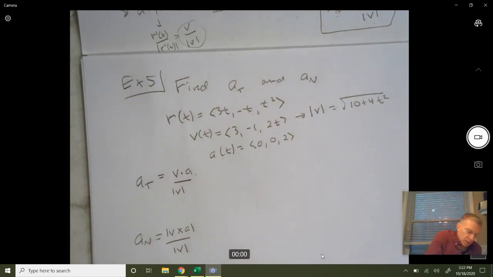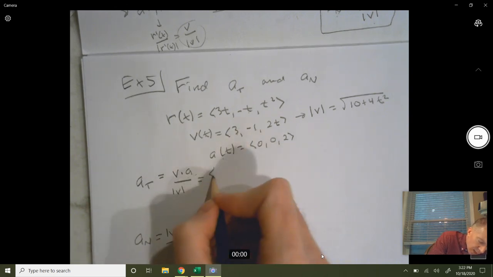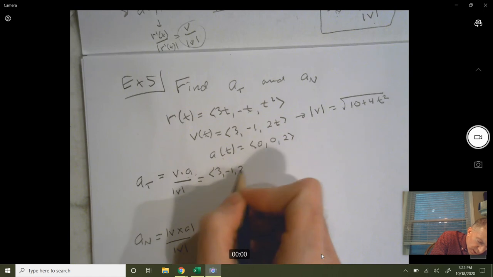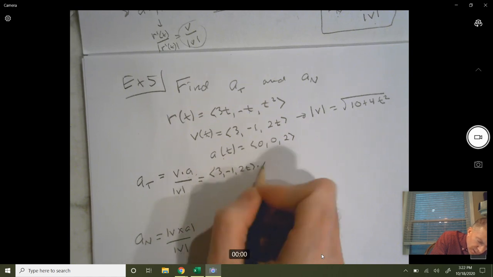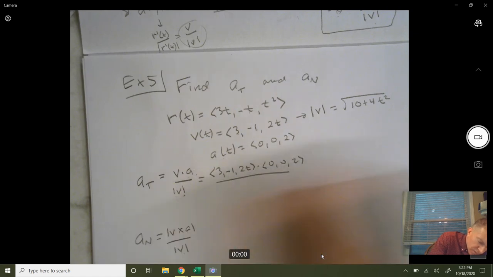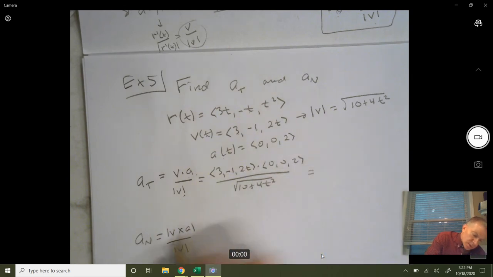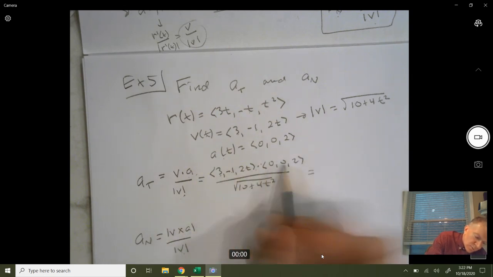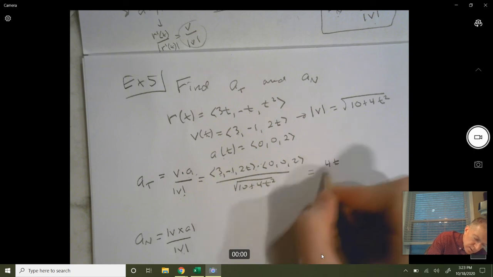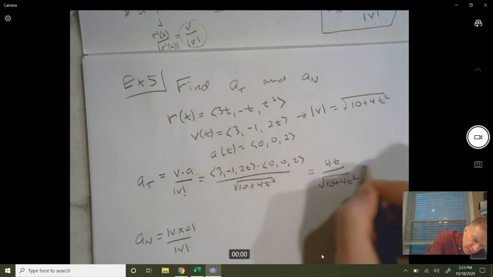Okay. So let's put this together. V dotted with A. So we need the dot product 3, negative 1, 2t dotted with 0, 0, 2, divided by the magnitude of the velocity, square root of 10 plus 4t squared. Okay, so this dot product, we get 0, 0, and 4t. So that's our tangential component of acceleration.